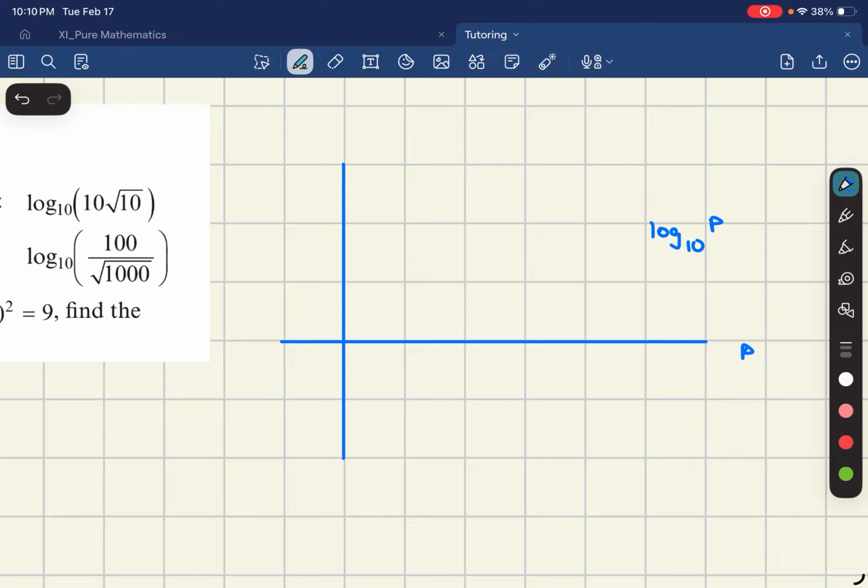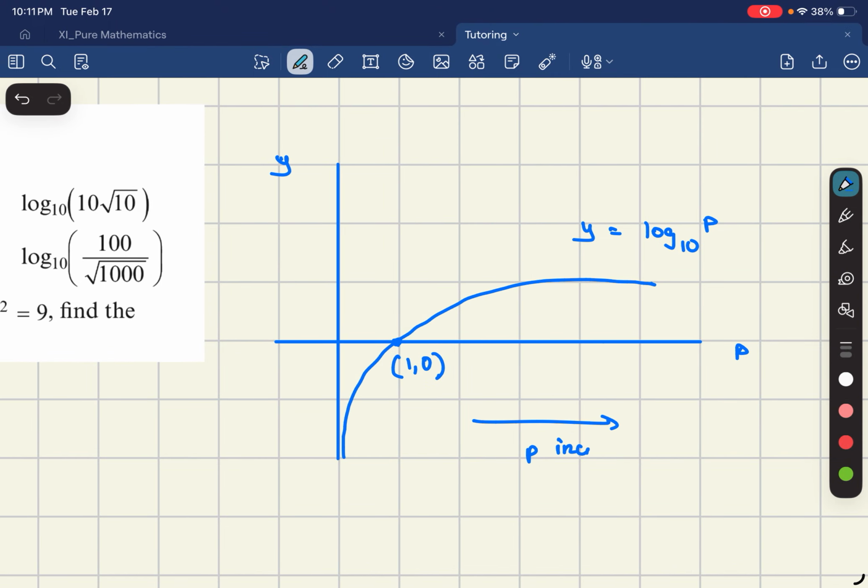And basically this is P, this is going to be, let's just say Y. So if I draw this graph, it looks like this. This is 1, 0, and this is what I told you the log function looks like. So if P increases, it becomes more and more positive, then I can see that my Y also increases. It gets bigger and bigger, although it is increasing at a decreasing rate, something that we will discuss when we get to differentiation in later chapters.